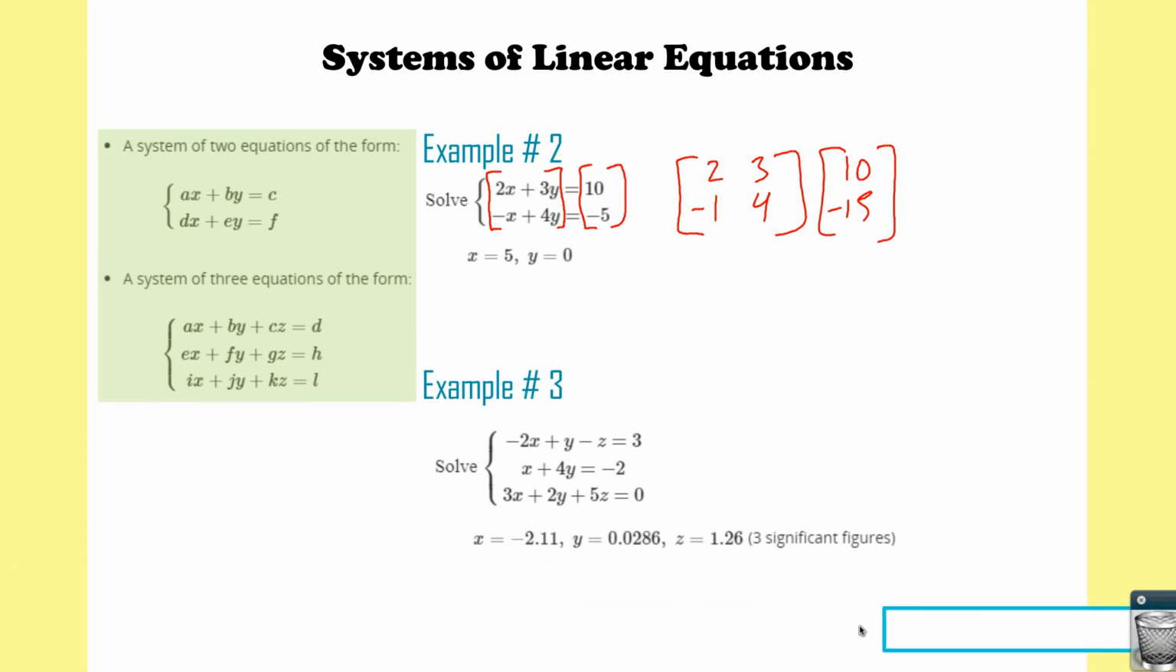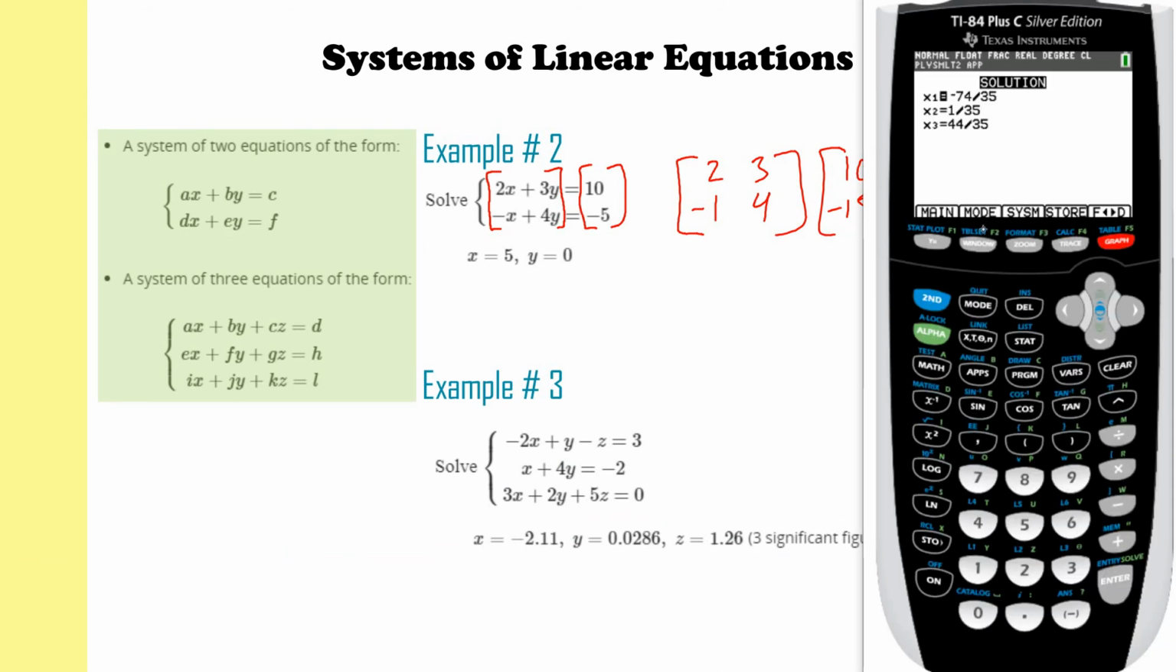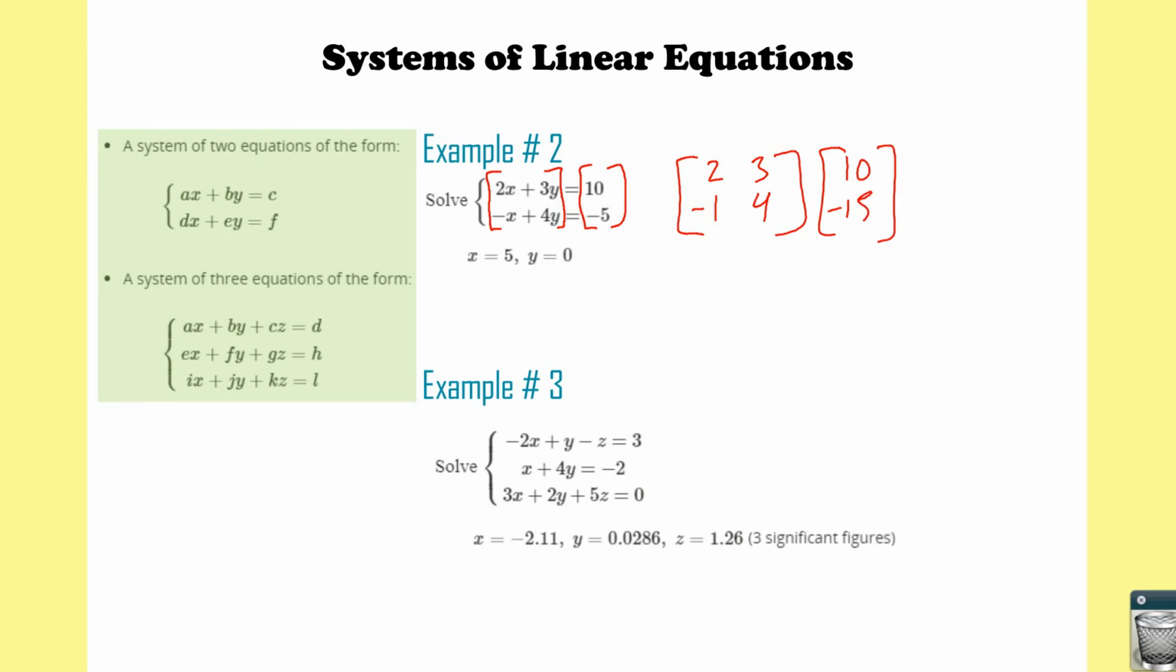They did it as sig figs. Okay, let's go back. So let's see, mode, go down, hit decimal, then hit next. Make sure it saved it good. Yes. So here, yep, -2.11, yep, 0.0286, and 1.26, because you're doing 3 significant figures. There you have it. So use that calculator.